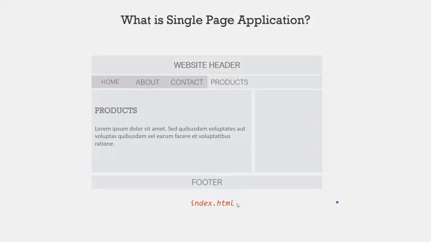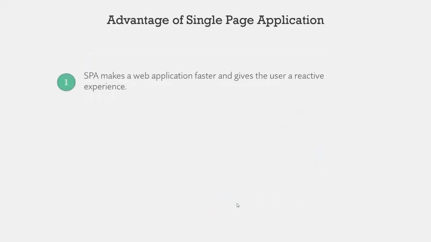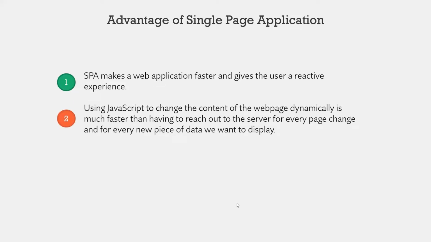And there are several advantages of creating a single page application. First of all, a single page application makes the application faster and it gives the user a very reactive experience. That is because using JavaScript to change the content of the web page dynamically is much faster than having to reach out to a server for every page change and for every new piece of data we want to display. And therefore, this approach allows us to create web applications which look and feel almost like mobile apps, and they are very fast.